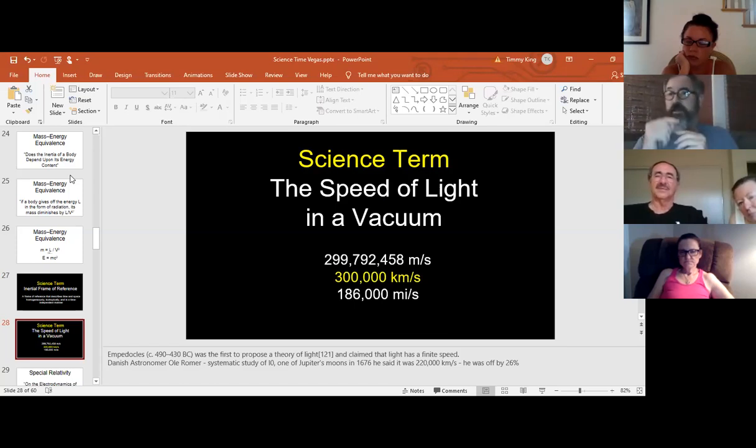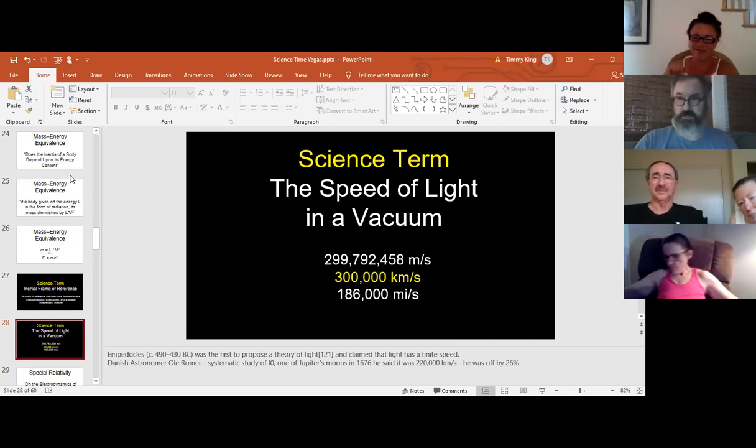And so he basically, in 1676, using only this telescope and writing down the times that he was able to see the moon Io, he estimated the speed of light to be 220,000 kilometers per second. So he's basically off by about 26%. But again, this is 1676 when he's just doing things basically with hand calculations.